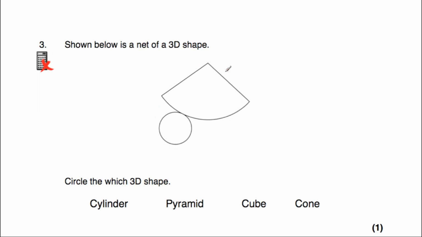So this is the net of a cone. You've got this sector. This sector would wrap around to make the curved surface of the cone, and then the circle would be the base of the cone. So it's a cone. That's the 3D shape that this is the net of. If you have this sector, it rolls around to make that curved surface of the cone, and then you've got this circle on the bottom.